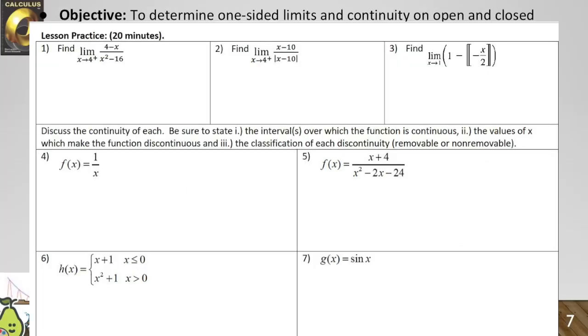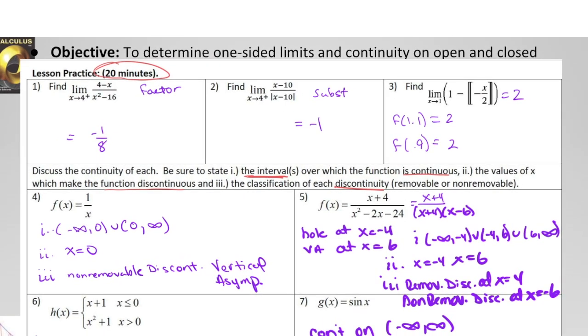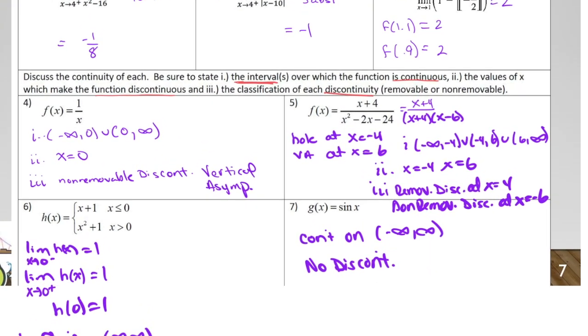And now it's time for you to practice. Notice I've written, please only practice for 20 minutes. Set a timer if you need to, but work on your one-sided limits. You have some jump discontinuities, and make certain that you follow all the directions. Find the interval for which the function is continuous, the values that make the discontinuities, and classify each discontinuity. Make certain that you've given these a try before you check through your answers.